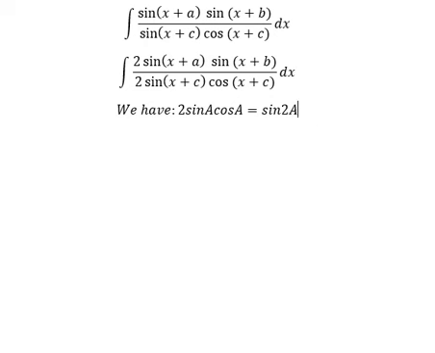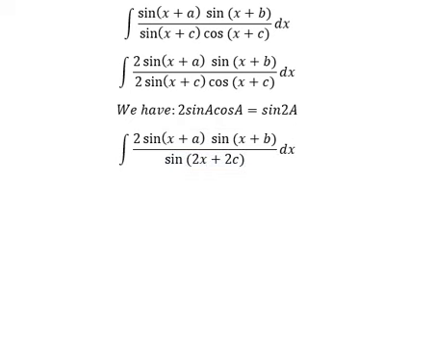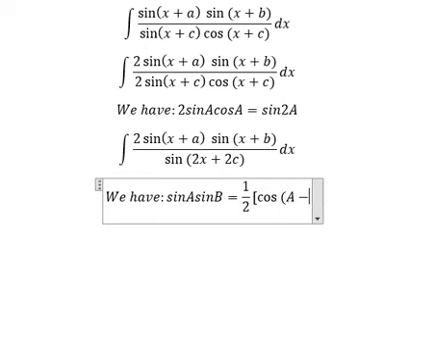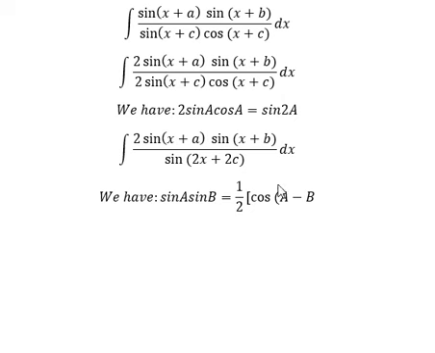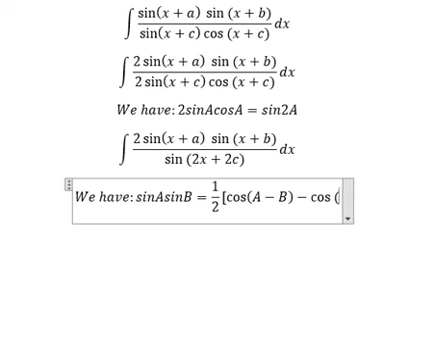So we need to transform this one into this one, and that is about sine of 2s plus 2c. Now we have the second formula in here. That is about cosine a, 1 over 2 cosine of a minus b minus cosine of a plus b.